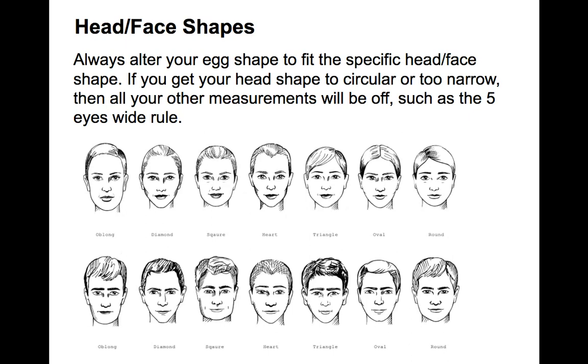Try to figure out the facial shape before you start doing the 5 eyes wide thing, because as you can see, in a narrower facial shape, if you do 5 eyes wide, it's going to be in a different position than if you have a wide facial shape. So you don't want to have to redraw the eyes. It's best to get the facial shape right initially as you draw that egg shape, change it to fit the facial shape, and then you'll be drawing your eyes.